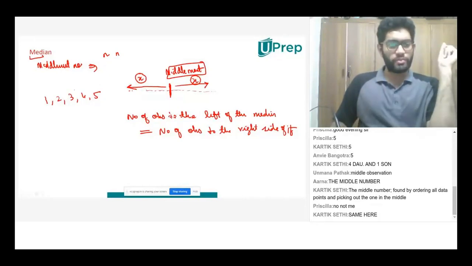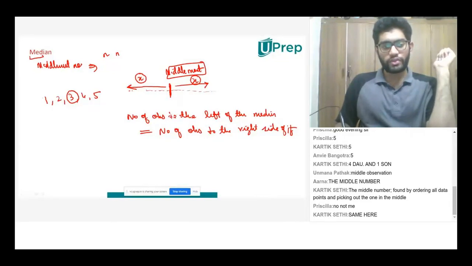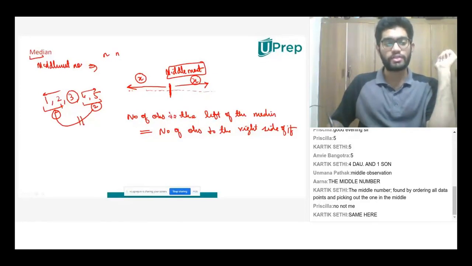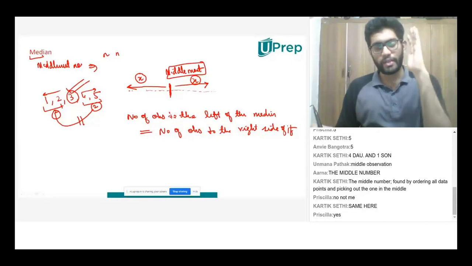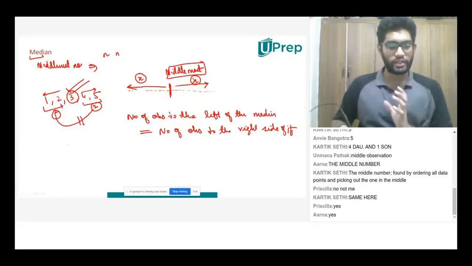What is the middlemost number? It is 3 over here. What are the number of observations to the left of 3? We have 2 observations, right? What are the number of observations to the right side of 3? They are 2. That means this and this are both equal. That means 3 is the median. Is this very clear, guys? Any doubt still here? Is the logic clear? Yes, sir. That means the median is dividing the set.